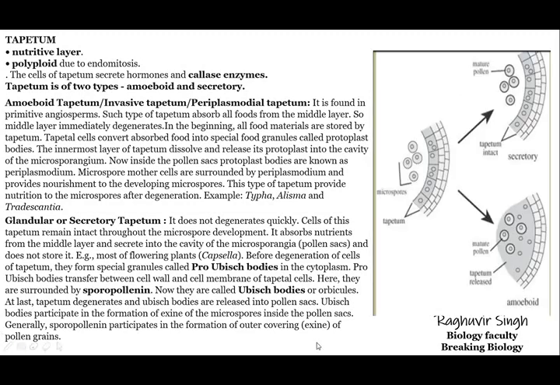As you can see in this diagram, this is the amoeboid or primitive type of tapetum. In this, the tapetum layer degenerates, and these protoplasmic bodies surround the mature pollen, and the pollen grains gain nutrients from these protoplasmic bodies. Whereas in the secretory tapetum, as you can see, the tapetum layer remains intact.